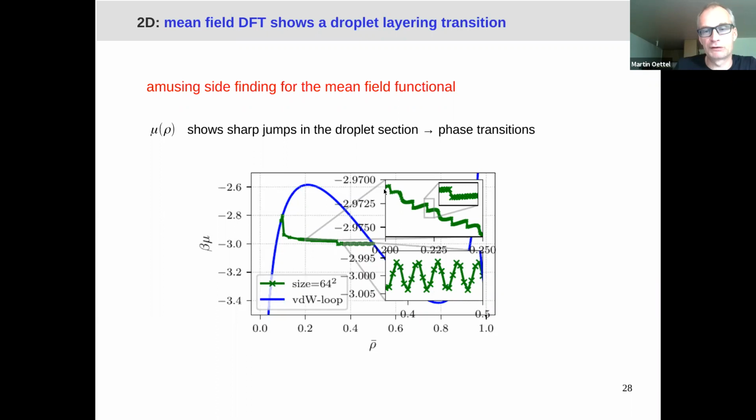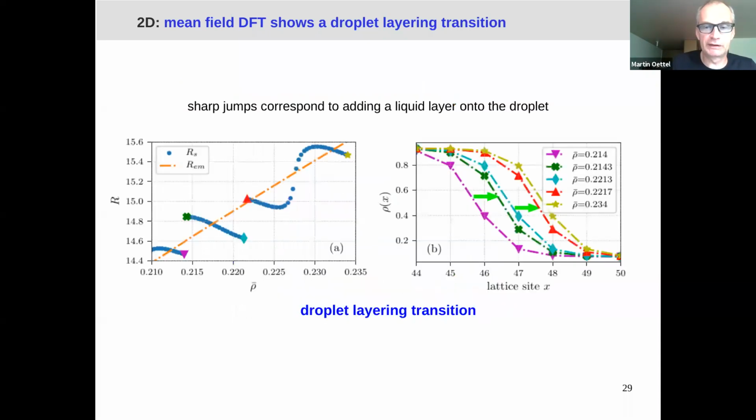But if you look at the portion of the chemical potential in the droplet section, you find sharp jumps in the chemical potential. If you have sharp jumps in the chemical potential, this is a phase transition. And we can analyze this by looking at the density profiles. This is the parameter we vary in the finite box, namely the mean density. This is the behavior of the radius of the surface of tension and the equimolar radius. The equimolar radius is a continuous function and the surface of tension jumps. And these are the associated density profiles.